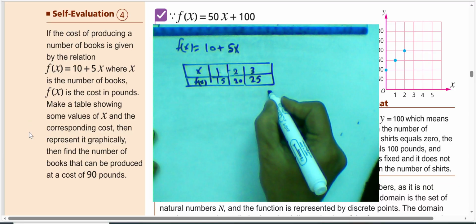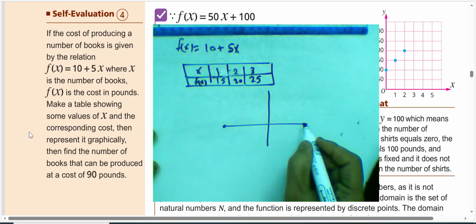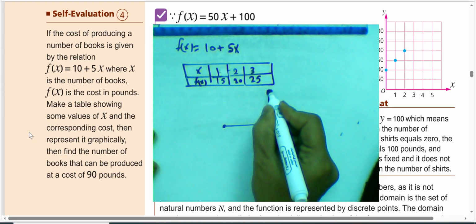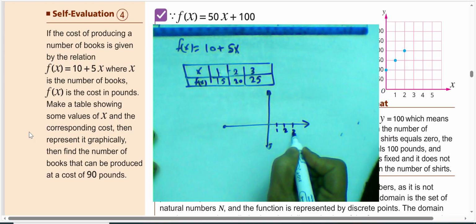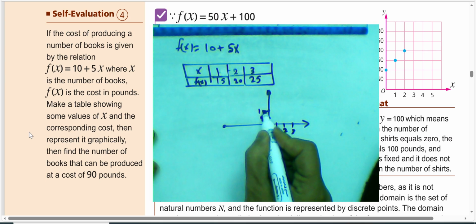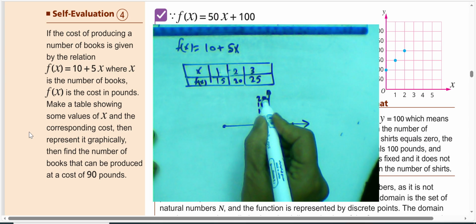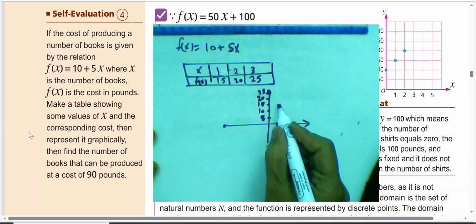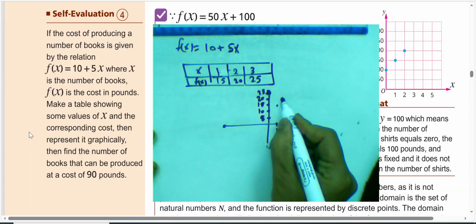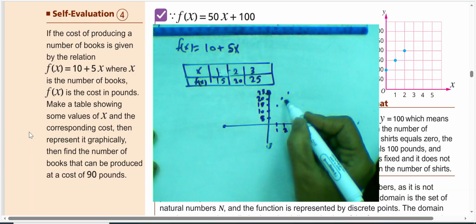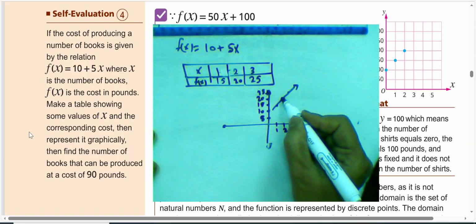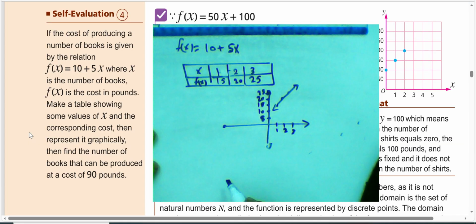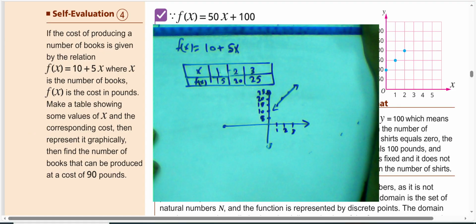We can draw it graphically by this function. Draw the x-axis and y-axis. We have 1, 2, 3, and 5, 10, 15, 20, 25. The image of 1 will be 15, the image of 2 is 20, and 3 will be 25. And then draw a straight line passing through the 3 points. Okay, and then we want to find the number of boxes at the cost of 90.